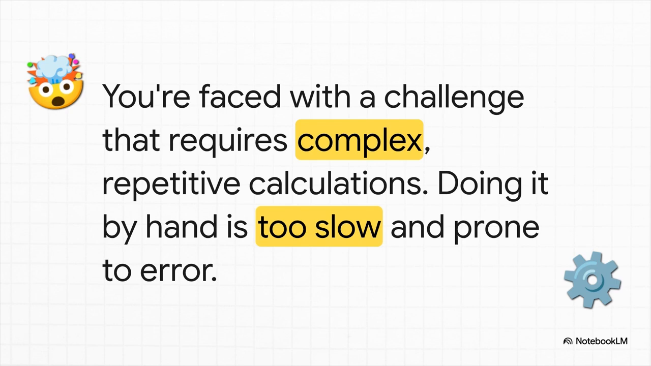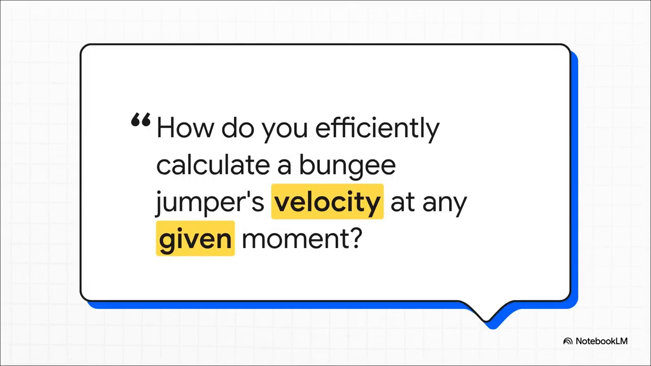So, naturally, you turn to MATLAB. And here's the problem we're going to chew on today. Figuring out a bungee jumper's velocity. We've got the formula, sure, but to get a really accurate answer, we need to run that same calculation over and over and over again for tiny little slices of time. You know, that sounds like a perfect job for a computer.